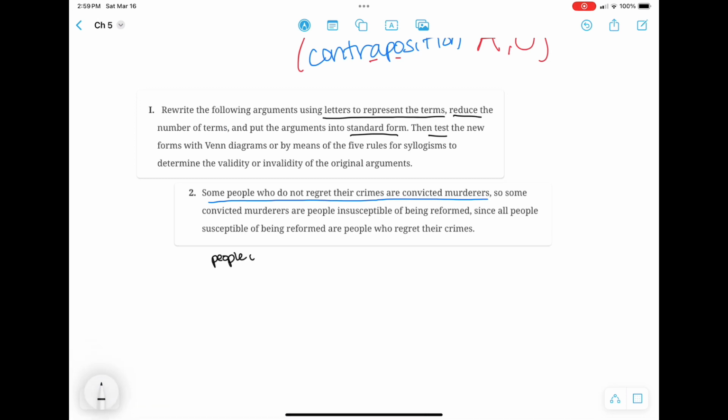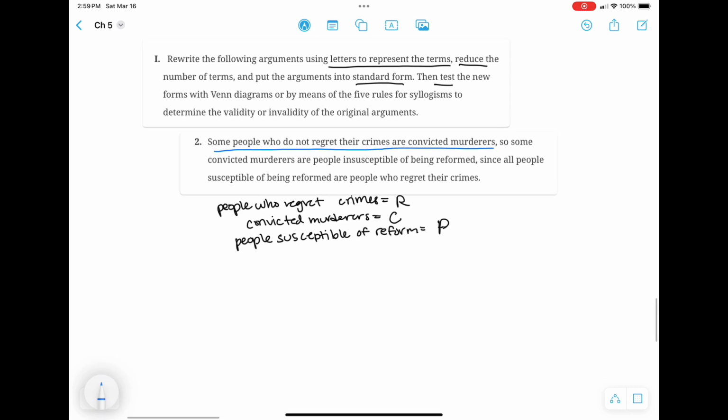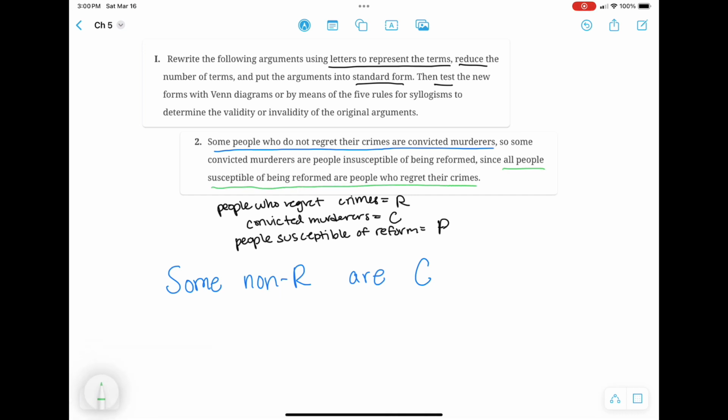So see this argument. First, we're going to need to translate this argument into symbols. So let's assign a letter to each term. People who regret their crimes will be R. Convicted murderers will be C. People susceptible of reform, let's call that P. Okay. So we see some people who do not regret their crimes are convicted murderers. So people who do not regret their crimes is non-R. Are convicted murderers are C.